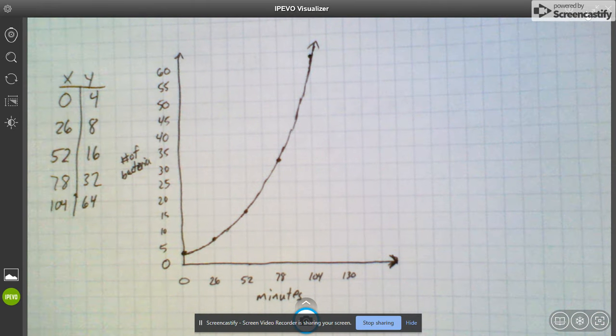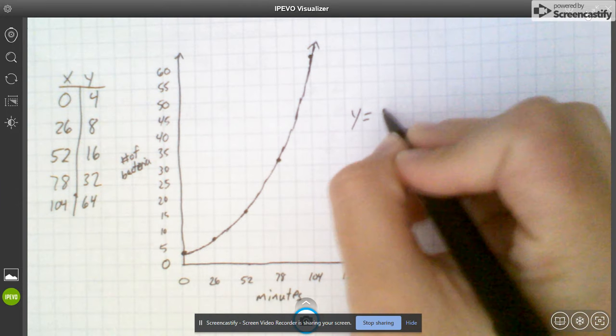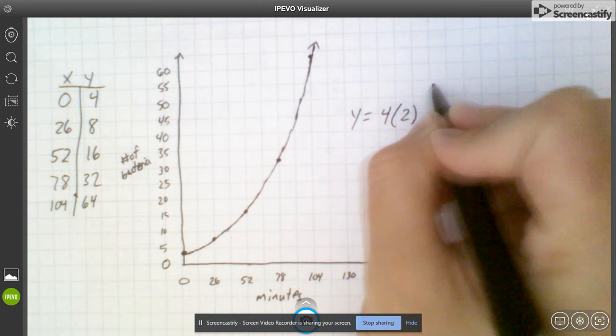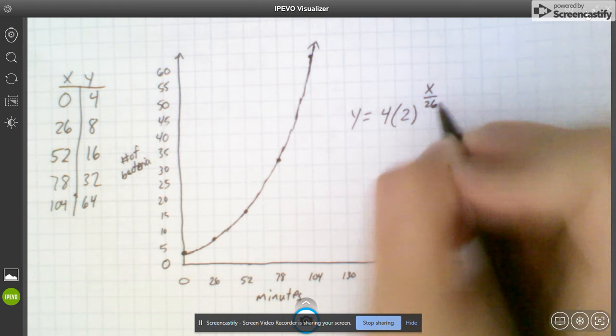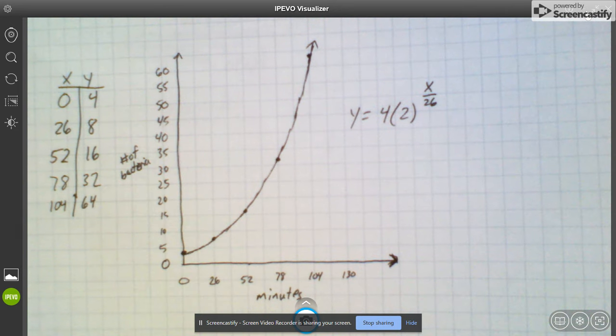Again, our equation that went with this was y equals 4 times 2 to the x over 26. All right, moving on to example 3. We're talking about compound interest.